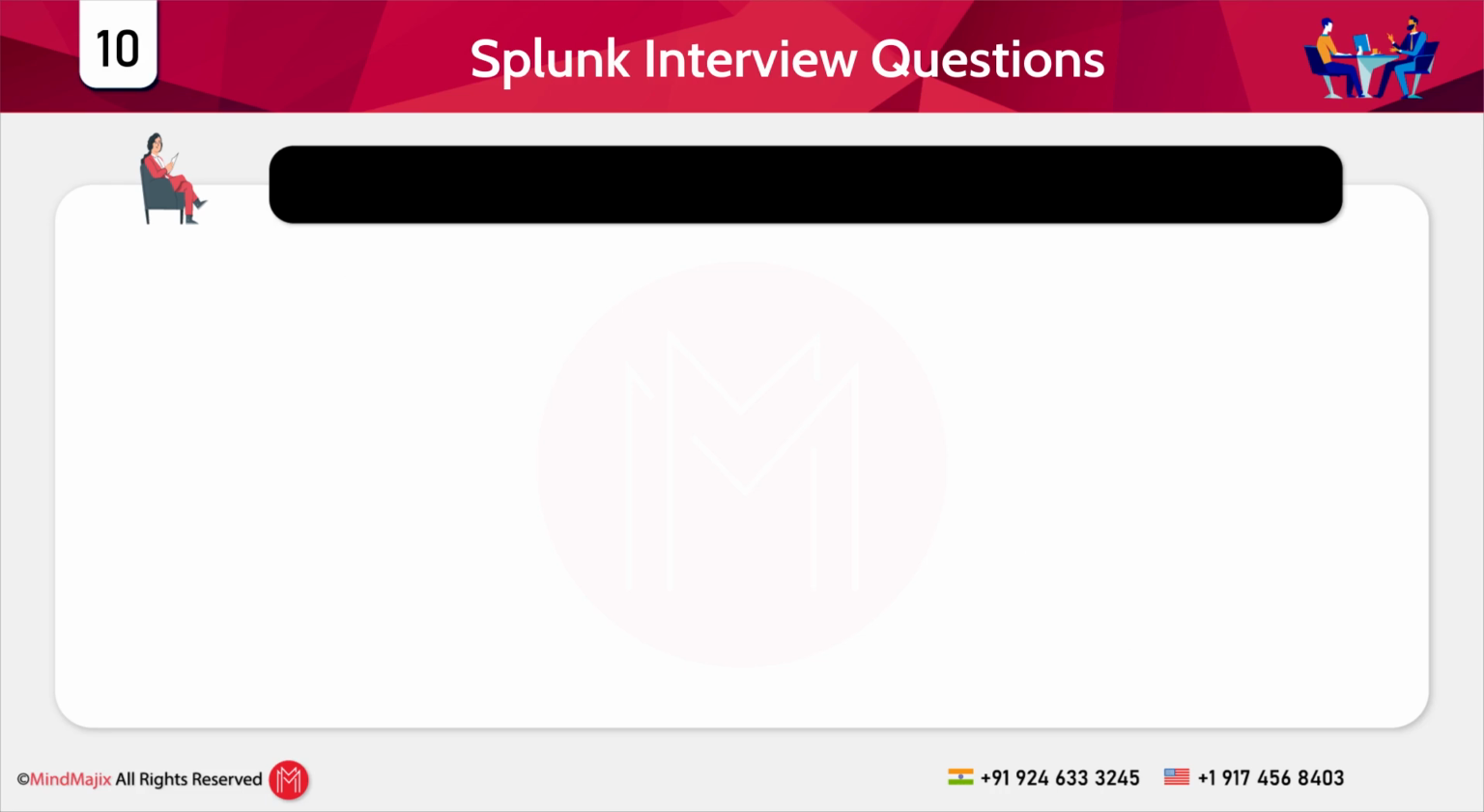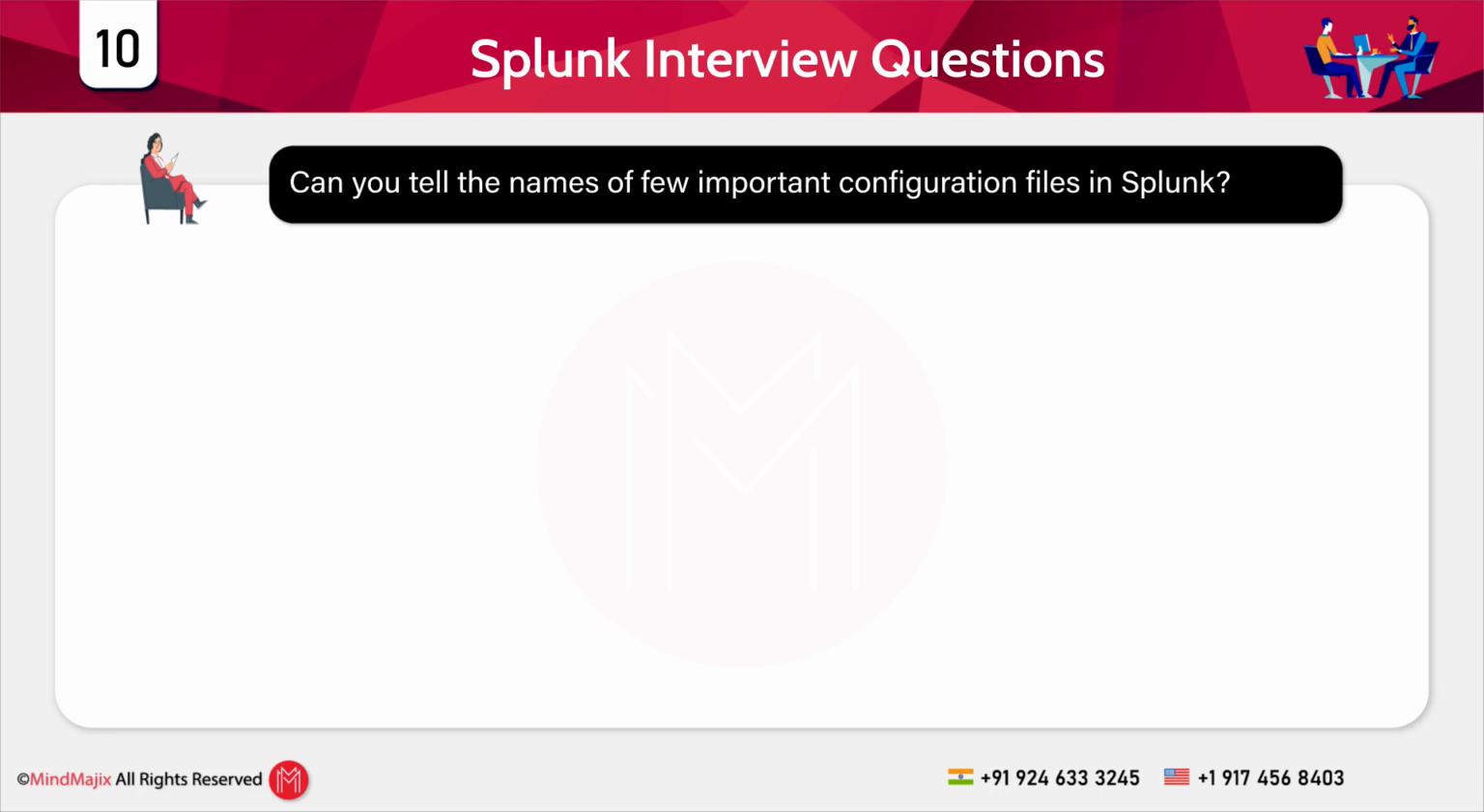The next important question is, can you tell me the names of a few important configuration files in Splunk? So guys, as you can see on the screen, these are some of the important configuration files which are available in Splunk. The first one is props.conf, indexes.conf, inputs.conf, transforms.conf, and server.conf. Okay, so these are some of the important configuration files that you must keep in mind.